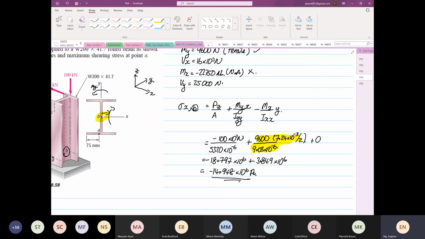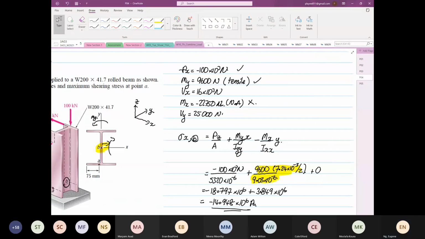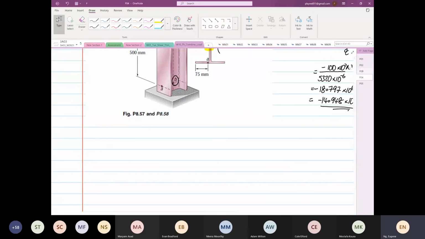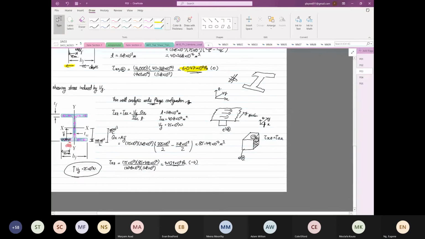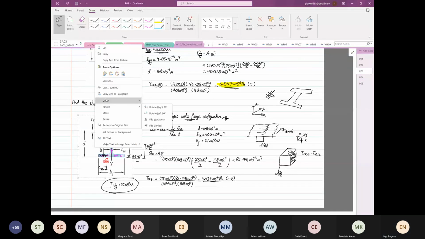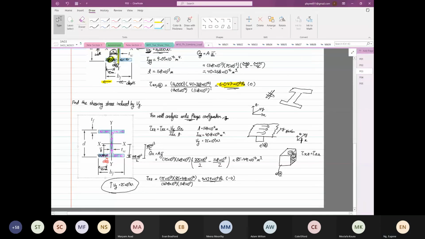Now let's look at the one that I'm not sure about. Let's look at Vx. So we are going to construct the shear flow for Vx now. So I'm going to copy this.